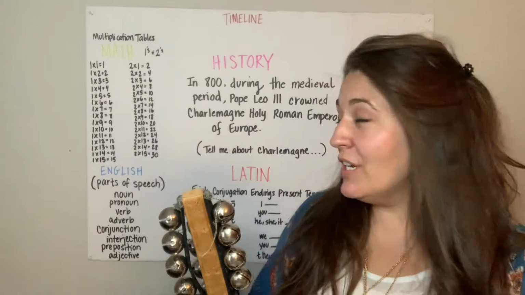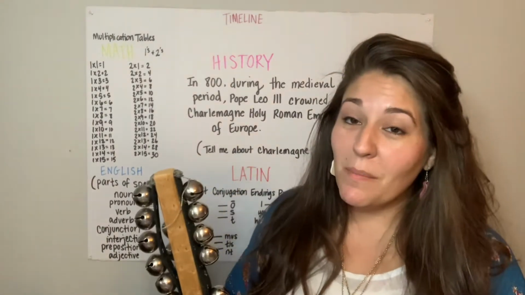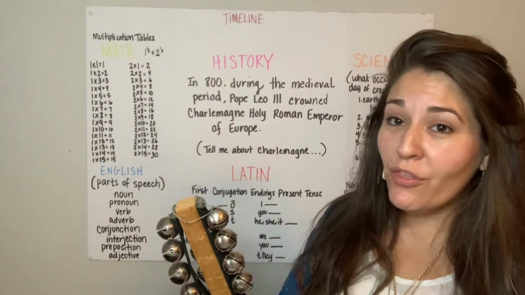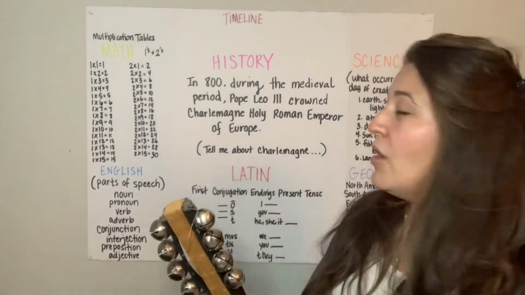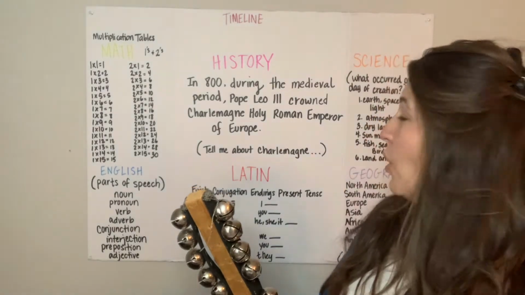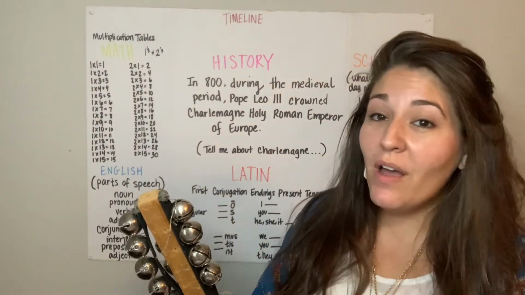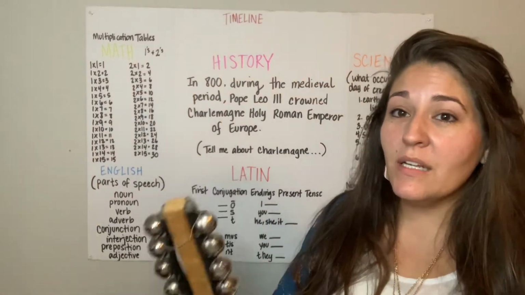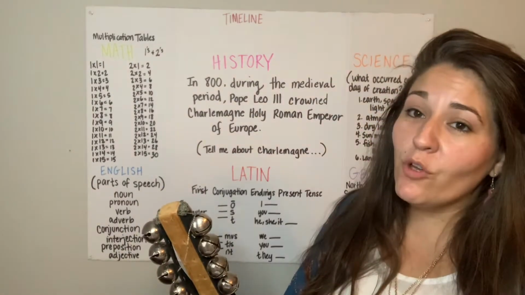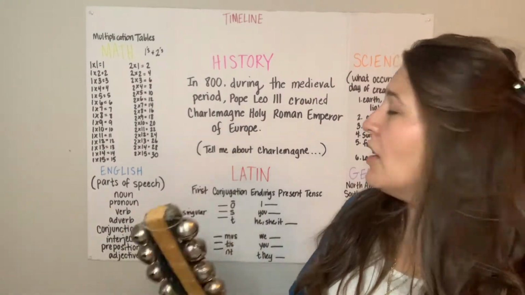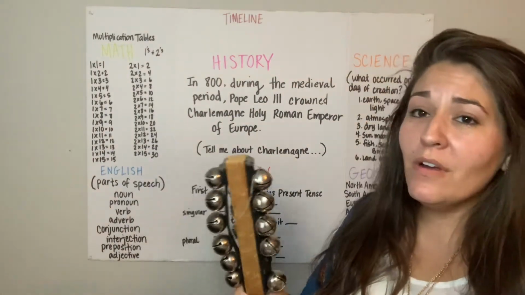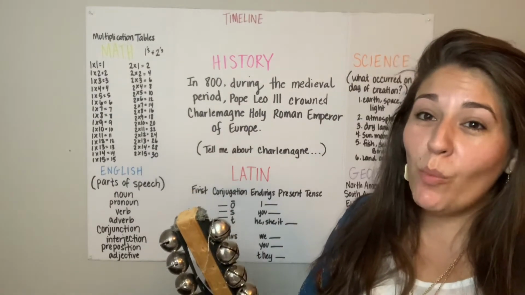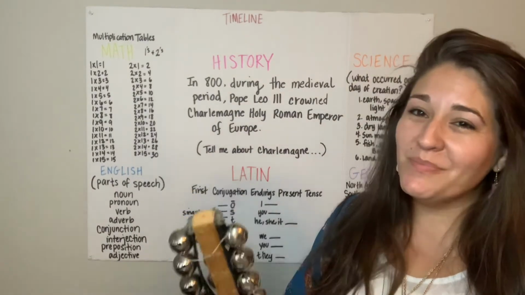In 800, during the medieval period, Pope Leo III crowned Charlemagne, Holy Roman Emperor of Europe. In 800, during the medieval period, Pope Leo III crowned Charlemagne, Holy Roman Emperor of Europe.